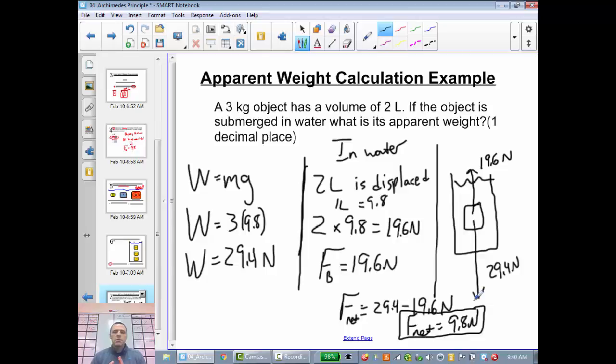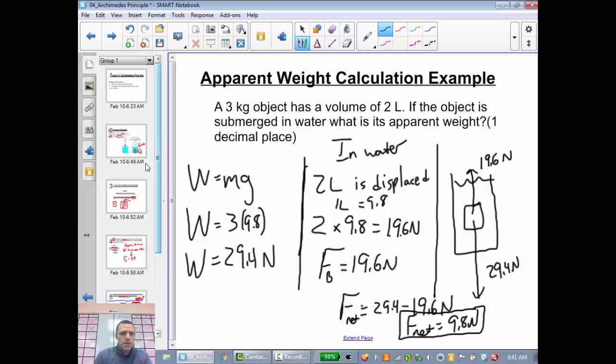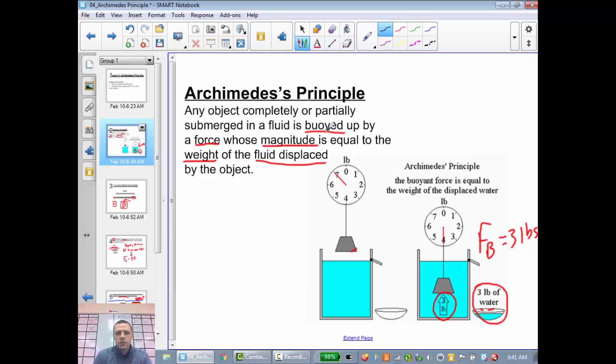So just to recap, the most important thing about Archimedes' principle is this. And I'll go back to the first slide just so you can see it one more time. The buoyant force is equal to the weight of the fluid that's displaced. And if we know how much fluid we displace, then we will know the buoyant force, and we can calculate the apparent weight, and ultimately decide, as we'll do in the next lesson, if objects will sink or float.